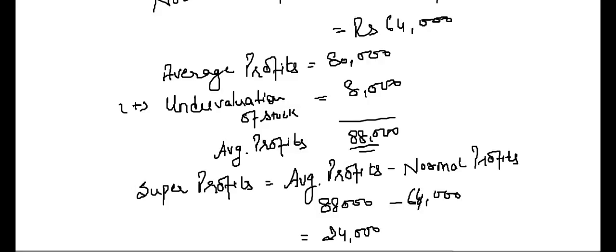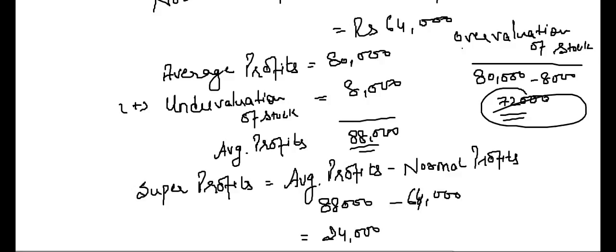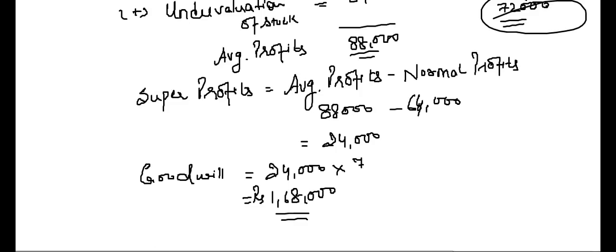If there had been overvaluation of stock, then we would have calculated the profits as 80,000 minus 8,000. 72,000 would have been average profits in case of overvaluation of stock. Clear? So this way we have calculated the average profits and then the super profits and goodwill, right? This was the last problem on super profit method of valuation of goodwill. Clear?